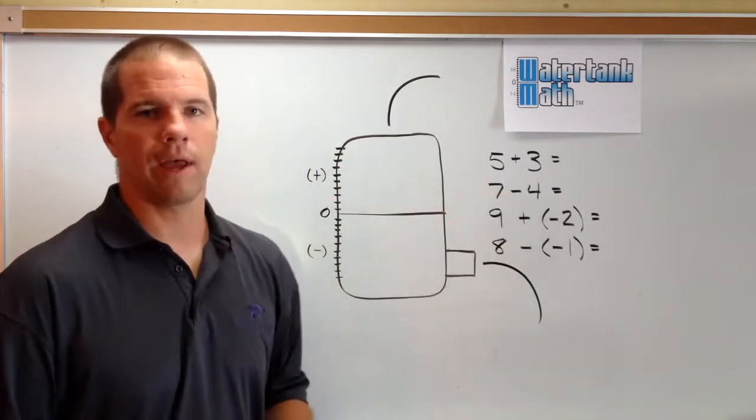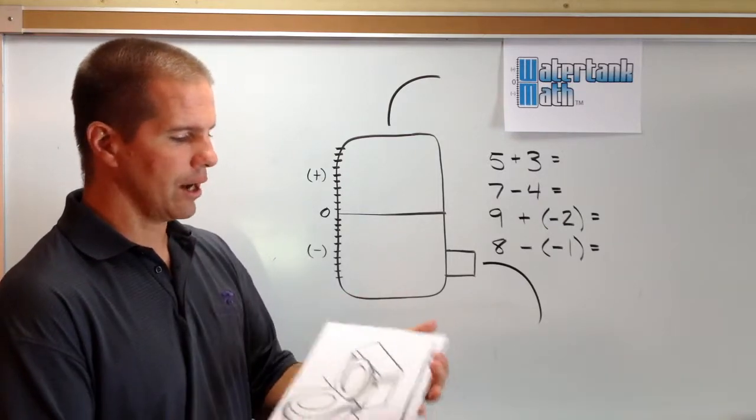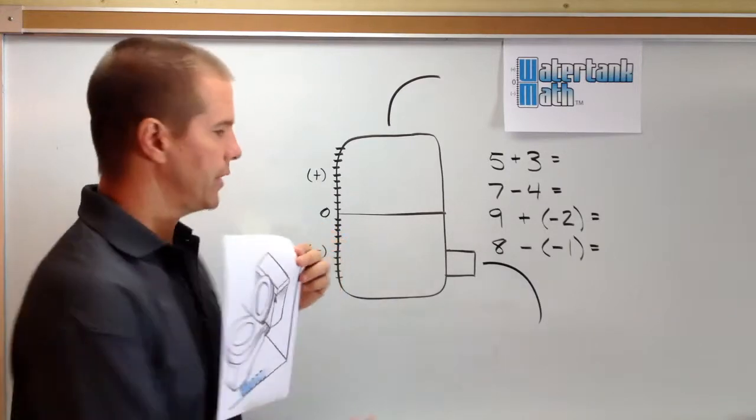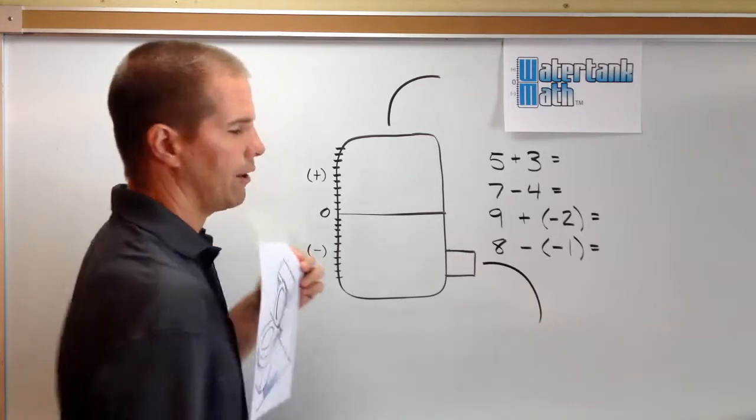The next situation is when we have a subtraction. Well, I feel that when we have a subtraction problem, this is like water leaving from your toilet down the drain. So that is going to happen down here at the bottom. Water is going to go out the drain, and we're going to draw an arrow down at the bottom.